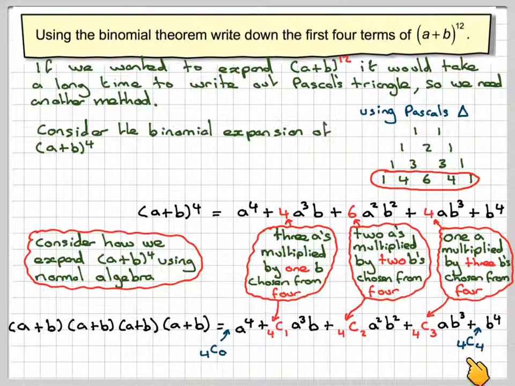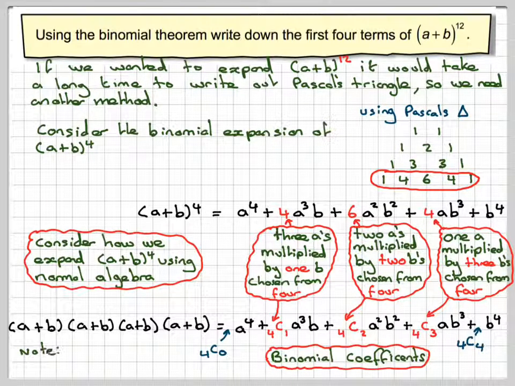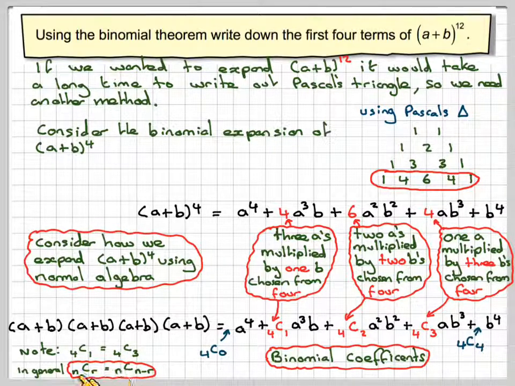So we don't normally write these two in. These are known as the binomial coefficients. It's also worth noting here that this is the same number as this. There's lots of symmetrical things in the binomial coefficients. So 4C1 is the same as 4C3, and in general, nCr, here n is 4, r is 1, is the same as nC(n minus r). So n minus r will be 4 minus 1, which is 3. So in general, this is true.